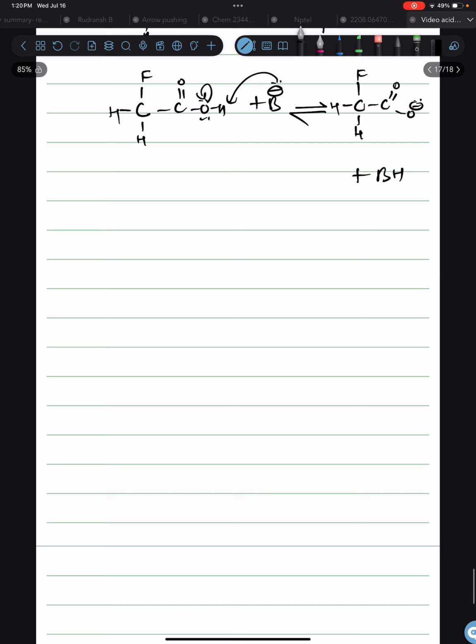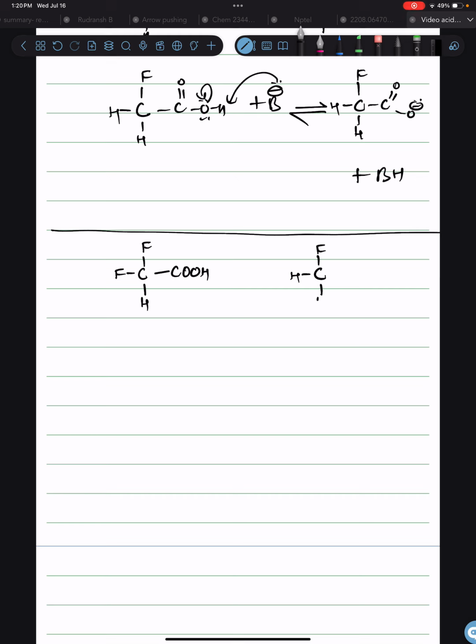Second is how many of them are present. Suppose I have 2 fluorines and I have 1 fluorine only. So 2 fluorines will create a greater pull of electrons towards themselves. So difluoroacetic acid is more acidic as compared to monofluoro. This is the second thing. The more the number of electronegative atoms connected to the carbon that is connected to the carboxylate group, the more is the acidic strength of that acid.